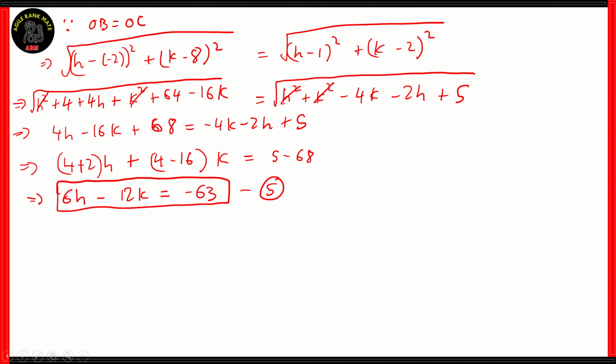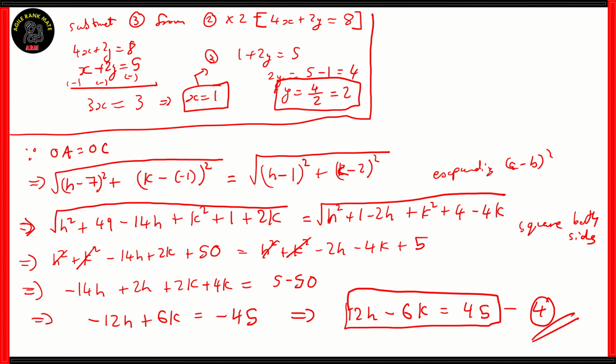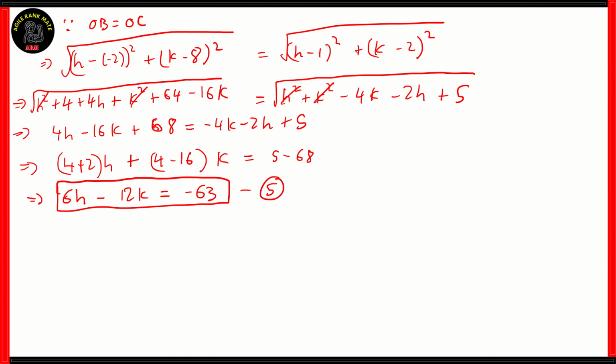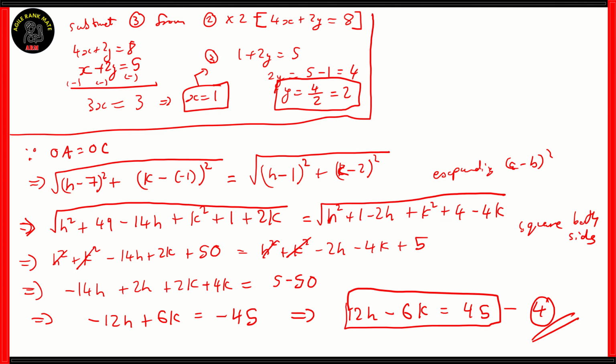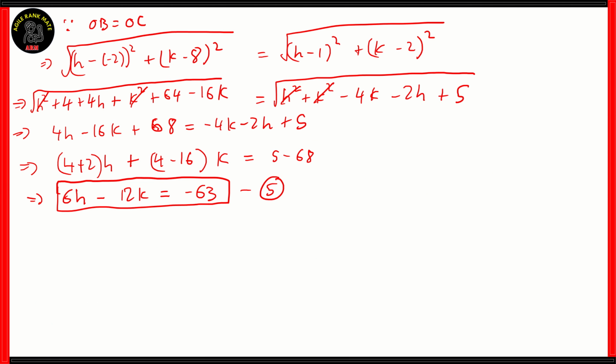Now, let's look at both equations 4 and 5. Now, we could technically prove OA equals OB, but we don't really need to do that. We just need to get two equations. And now, by making sure that we can cancel a variable out, we can find out the coordinates of the center of the circle. So 12h minus 6k equals 45. 6h minus 12k equals minus 63.